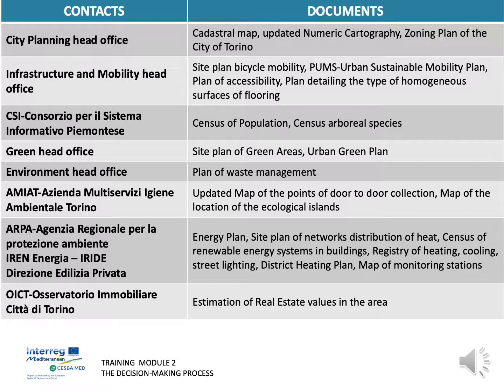If one goes, for example, to the green head office, one can get the site plans of the green areas, the urban green plan, and so on and so forth. So here we have sort of an indication of the different places one would need to look in order to obtain the required information to actually get more information about the indicators mentioned before.